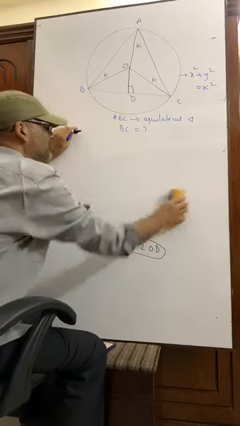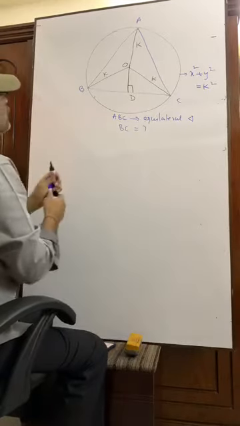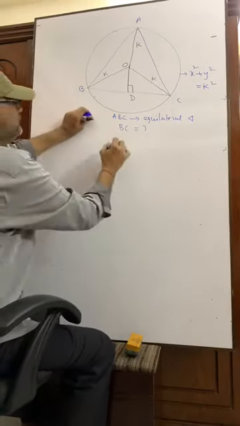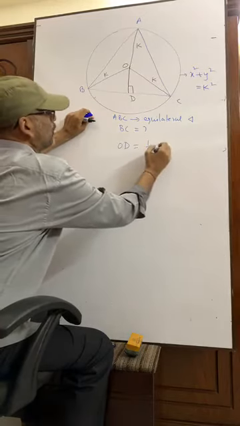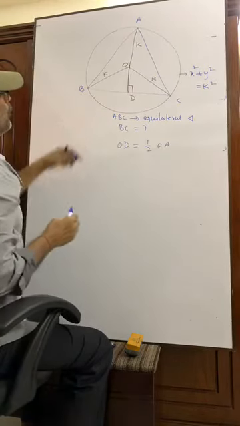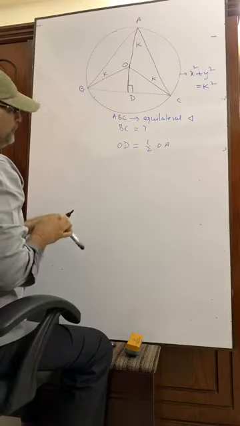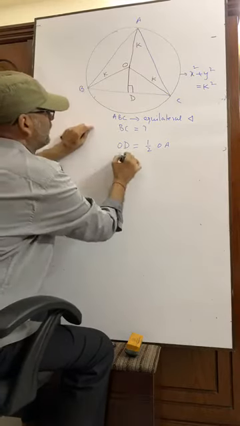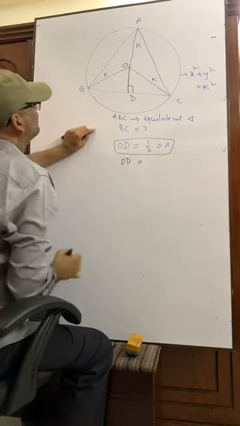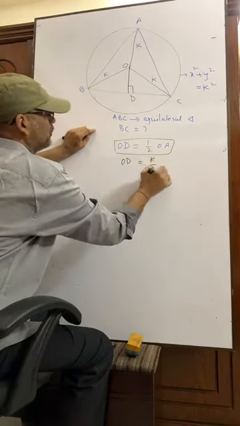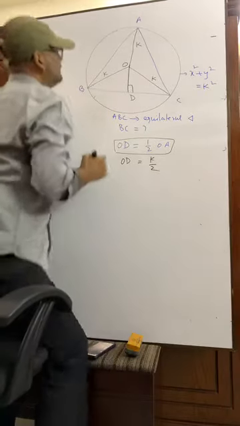What we are getting here, you see. The formula is OD equals to half of OA. This is the formula. OD equals to half of OA. So OD is equal to, OA means what? K. K/2.